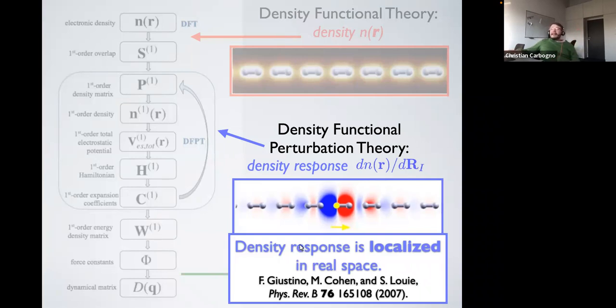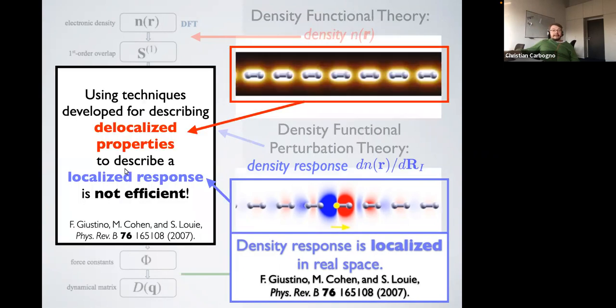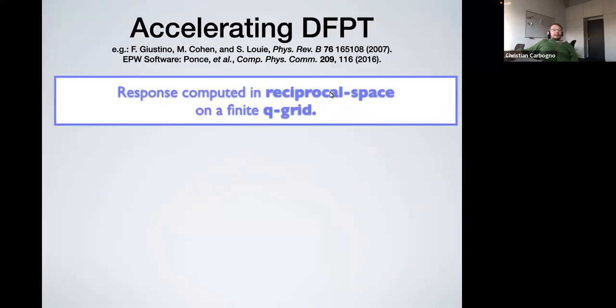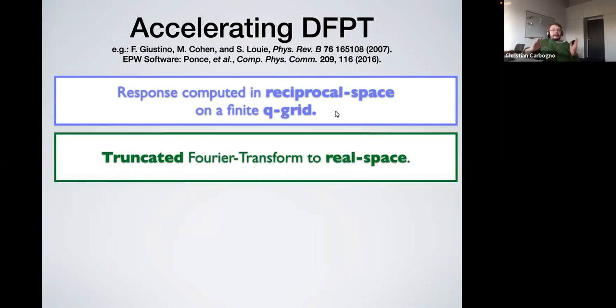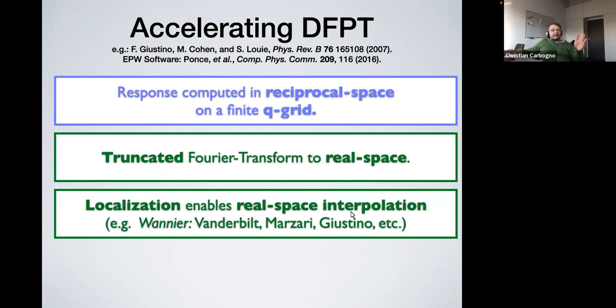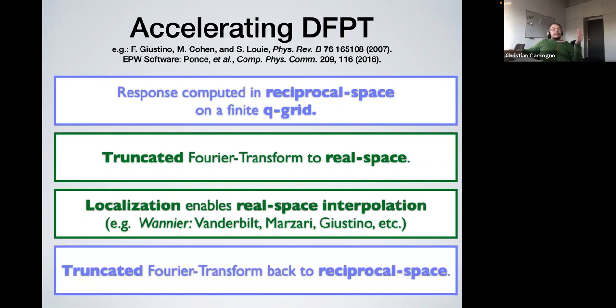since localized properties can be much more simply described and interpolated in real space. This is the typical approach used in literature. You first do your density functional theory calculation, you do your density functional perturbation theory calculation, and compute your responses on a reciprocal space finite q-grid. You then switch to real space where these interactions are localized. This enables a real space interpolation, for instance, using Wannier functions, and then you do a Fourier transformation back to reciprocal space to get these coupling elements along the whole Brillouin zone.